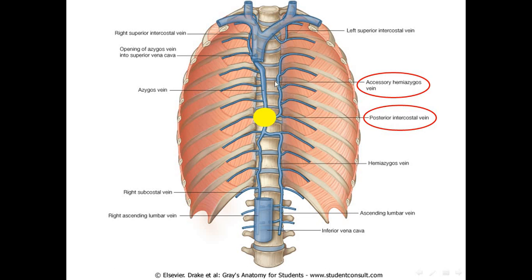So this is the accessory hemiazygos. It drains the left-sided hemithorax. Sometimes it receives the blood from the left superior intercostal vein and these posterior intercostal veins, and drains into the azygos vein at this area at the level of T8.